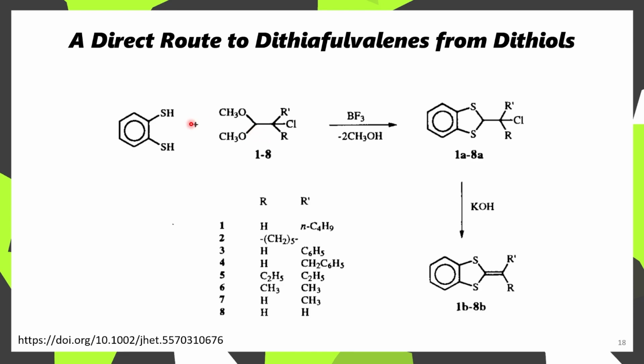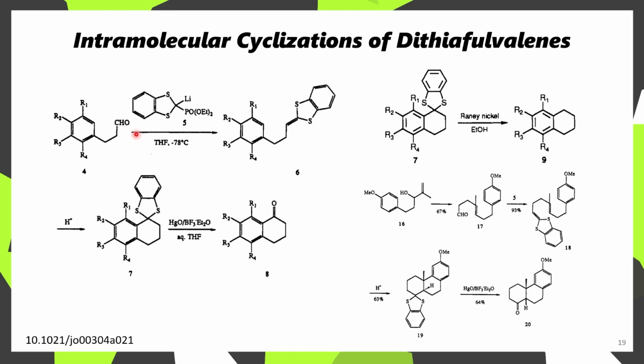Then, if you treat 1,2-benzene dithiol with BF3, you'll end up cyclizing, displacing the methoxy groups, and through subsequent elimination, you'll be afforded a dithiafulvene. So this would be another way to make these if you're having trouble with Horner-Wadsworth-Emmons reactions for whatever reason. Some other cool stuff you can do.